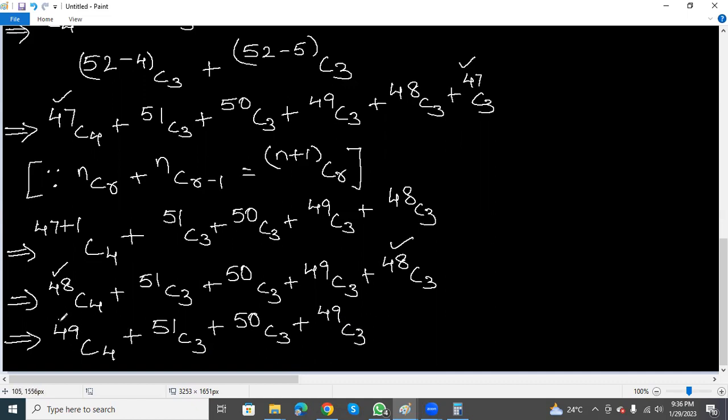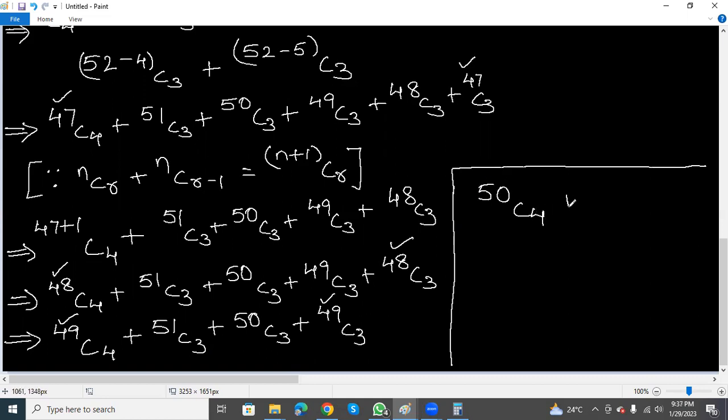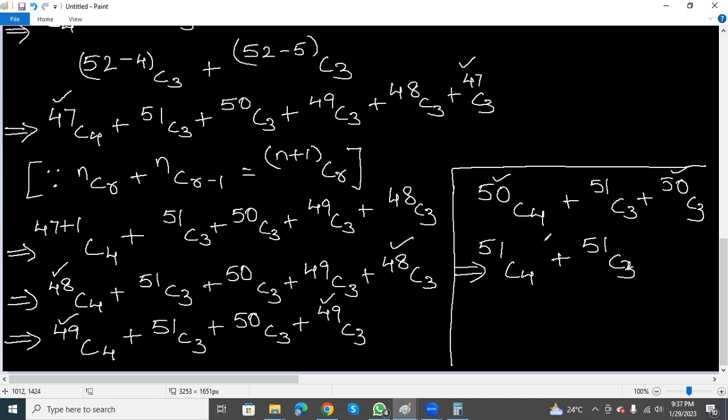Now again here the n value is the same, so we can write this as 49 plus 1, 50C4, plus the rest as it is: 51C3, 50C3. Again the n value is the same and the r values are consecutive, so 50 plus 1: 51C4 plus 51C3. Again the n value is the same and these are consecutive, so 51 plus 1, 52. So 52C4 is the answer.